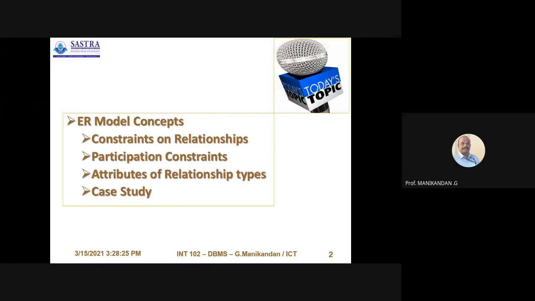So already you are familiar with the basic concepts related to the ER model: entity, attributes, entity types, relationship type, entity set, recursive relationship. All those things we have covered as part of our previous lectures. So in this lecture, what are the constraints on relationship? How to represent the participation constraints? How to include an attribute for a relationship type? And finally, I will take a case study and explain a step-by-step procedure to construct an ER diagram for another problem statement.